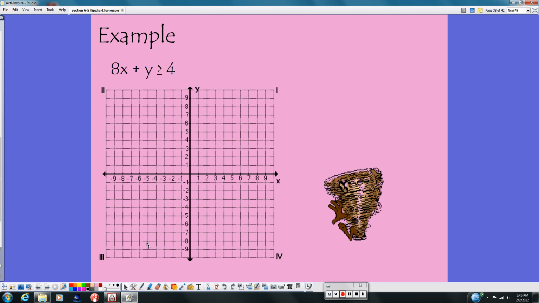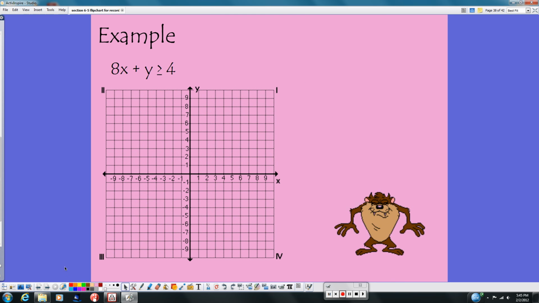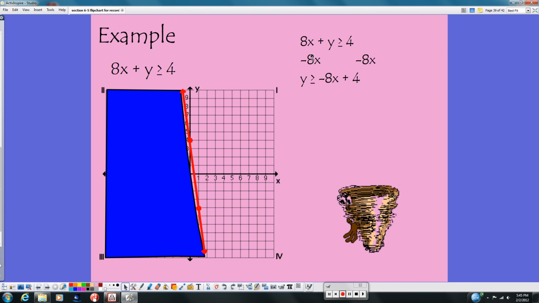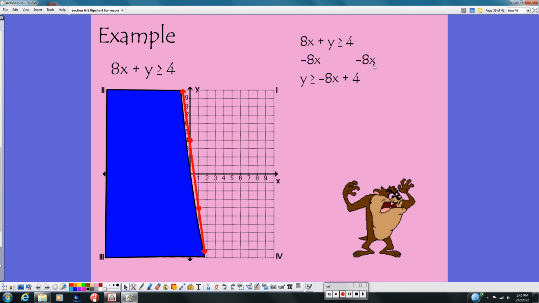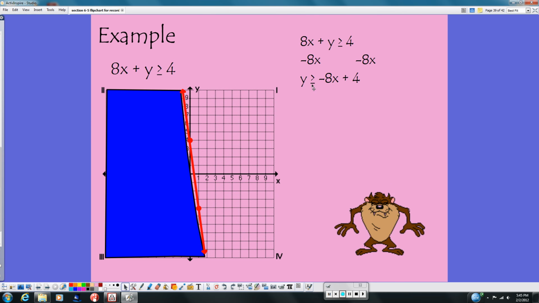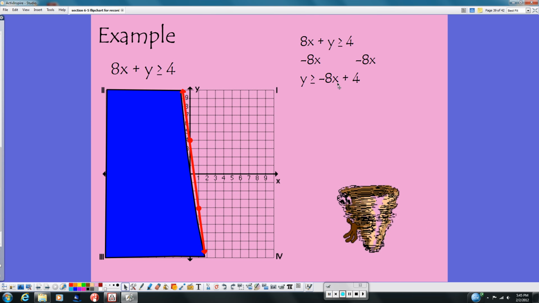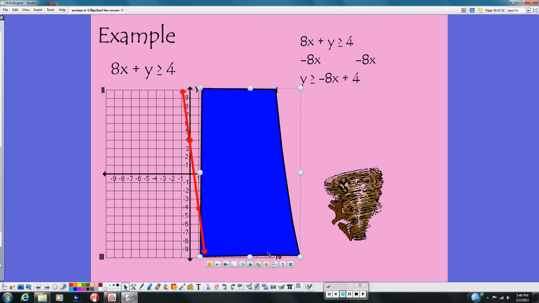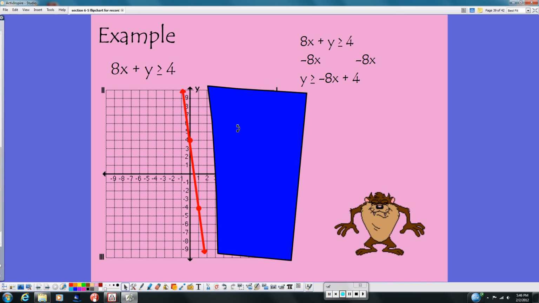Take a look at this one. 8x plus y is greater than or equal to 4. Again, step 1, get y by itself. This one's a little easier. All we had to do was subtract 8x from both sides. We have y is greater than or equal to -8x plus 4. And this should be on this side. Let's fix that.